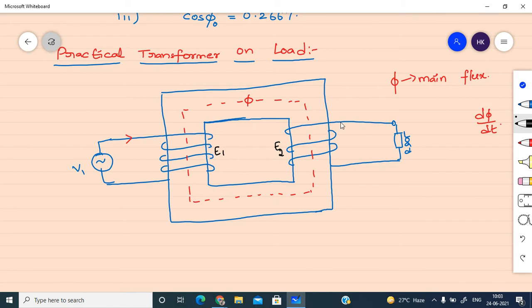Now the secondary winding terminals are connected to the load. So we have a voltage, and now this is a closed circuit. So due to this voltage E2, a current will circulate in the secondary winding. Let it be I2. Secondary current is not equal to 0 here. If it is open circuit, the secondary winding terminals are left open, then the secondary current is equal to 0. But here the load is connected, so the current will flow through the secondary winding. So that is the I2 current.